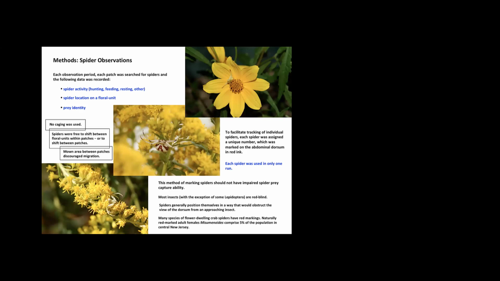I recorded their activity. Were they hunting? Were they feeding? If they were feeding, what were they feeding on? Where were they located? No caging or tethering was used, so spiders were free to move within their patches or to move between patches. And each spider was used in only a single run.